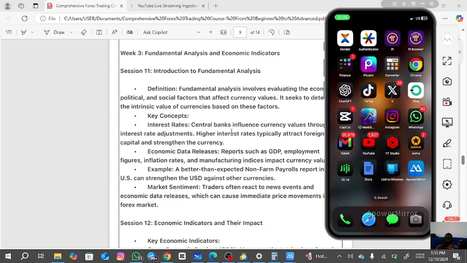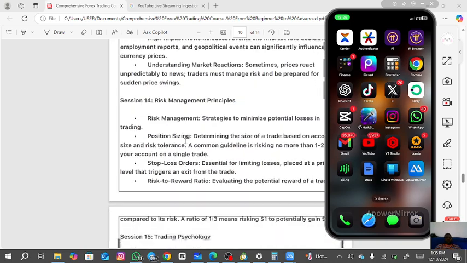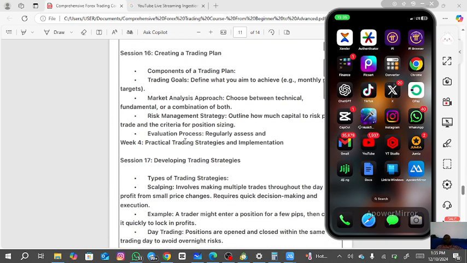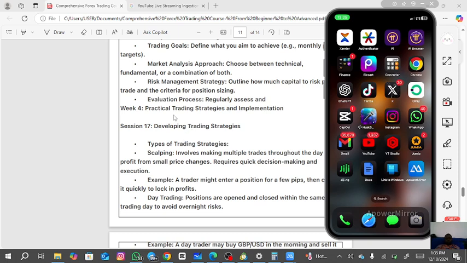All right. So right now, we just finished the trading plan. Now, practical trading strategy and implementation. Developing a trading strategy. Types of trading strategy: scalping.